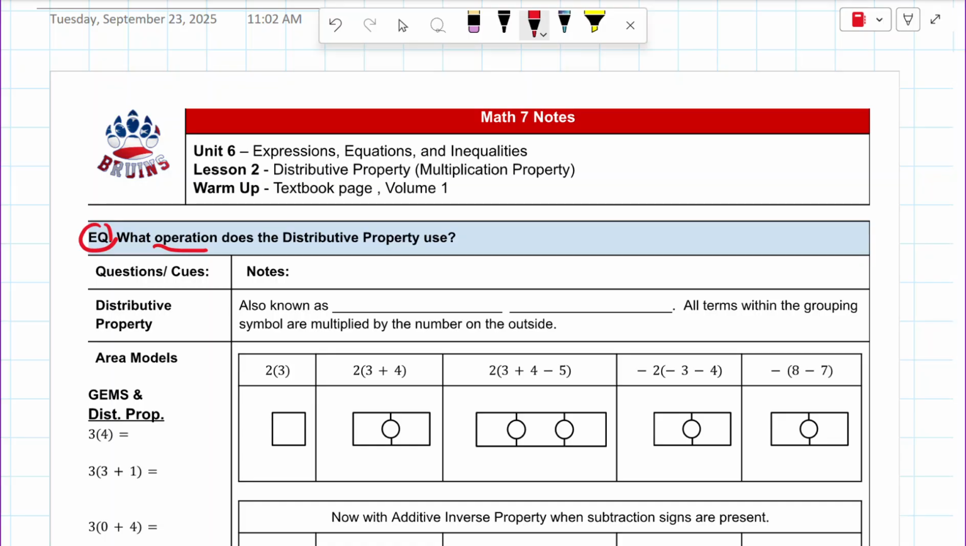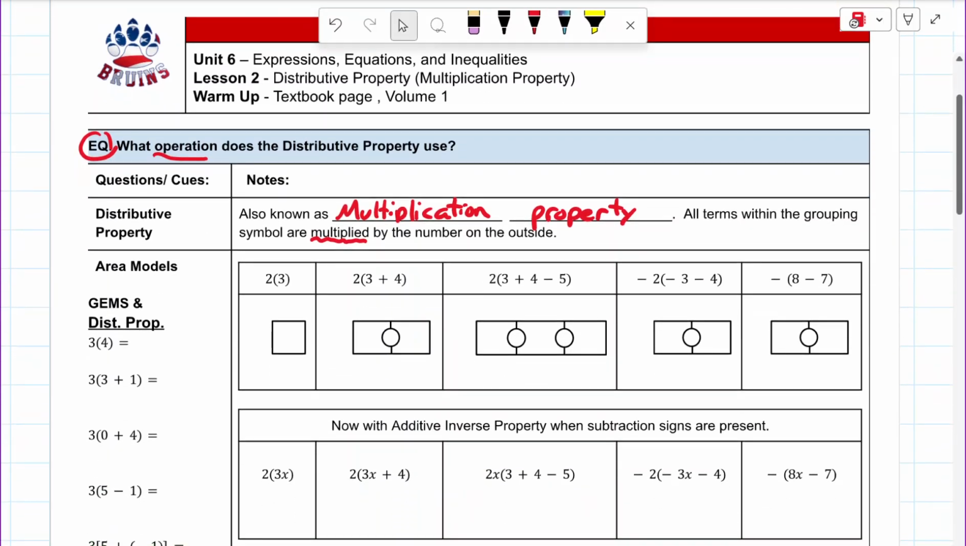So let's start. Distributive property, what is it? It's also known as the multiplication property. All terms within the grouping symbols are multiplied by the number on the outside. So to begin looking into the distributive property, we have area models. And an area model uses boxes like this.